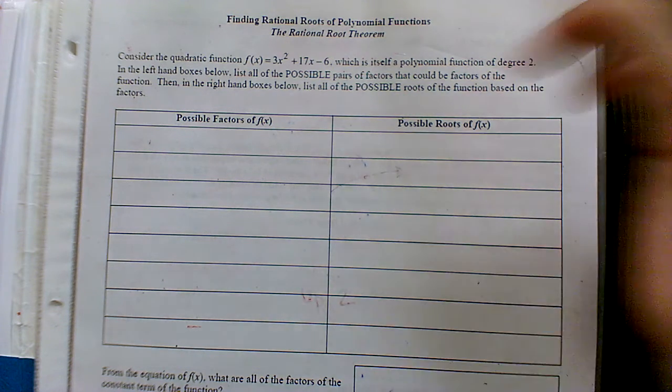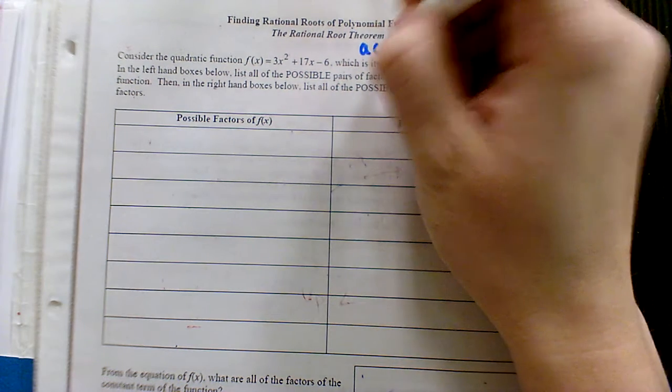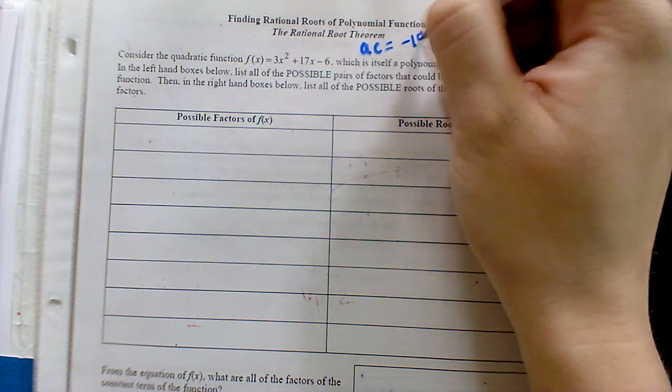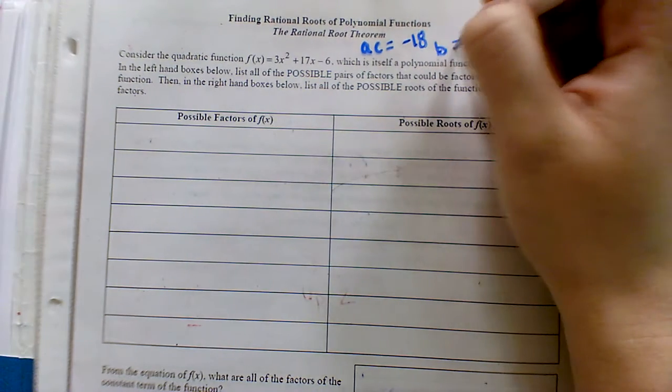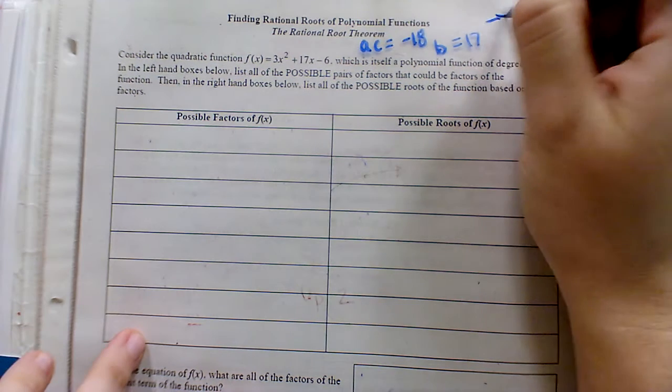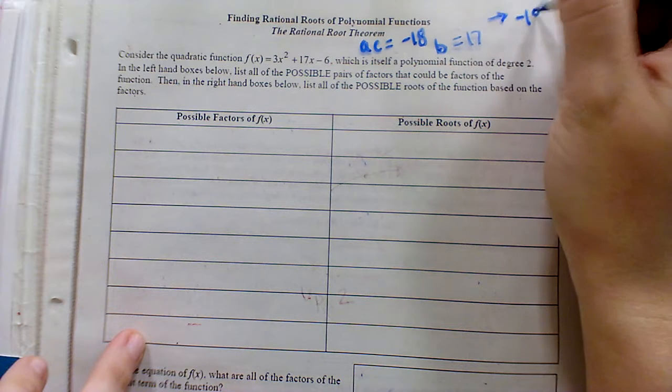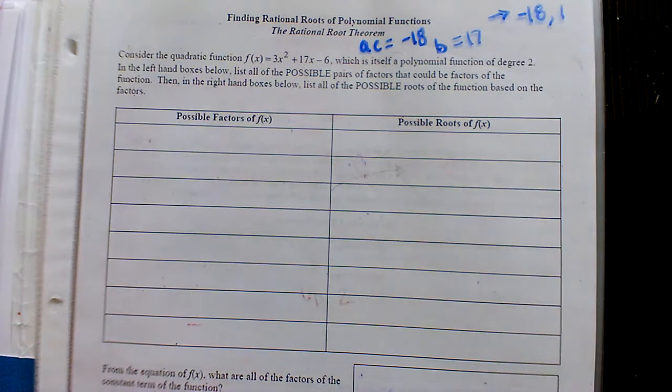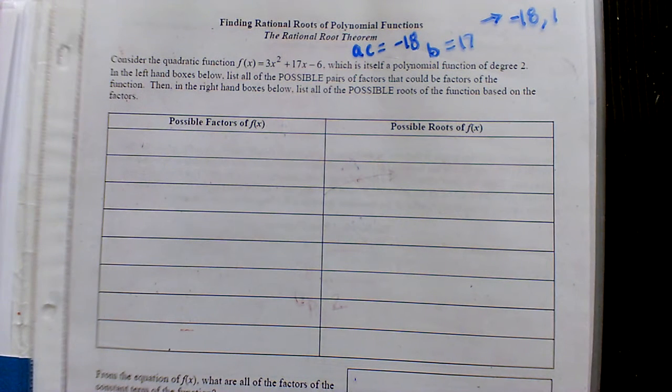Yeah, a times c. So we would do 3 times negative 6, which would give us negative 18. The b value is 17. Think of two numbers that multiply to negative 18 and add to 17. Negative 18 and 1. All right. And from there, you would either do divide and slide if you're comfortable with that method, or grouping, right? So this one is factorable, okay?